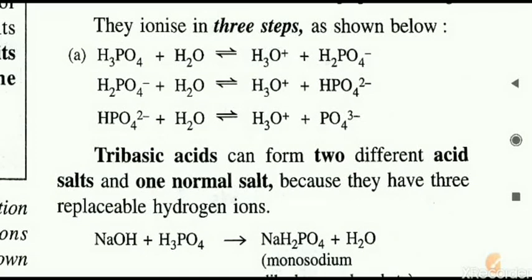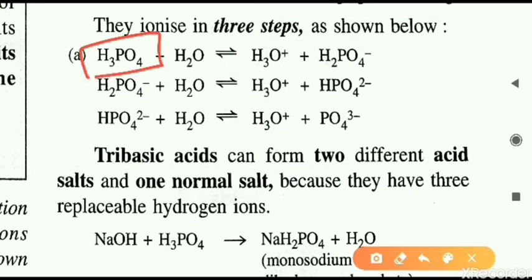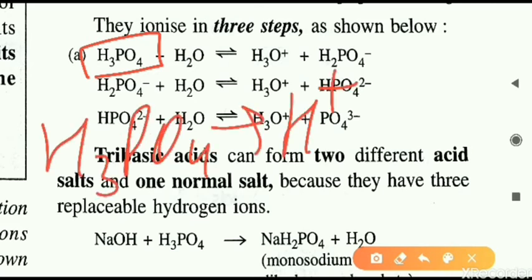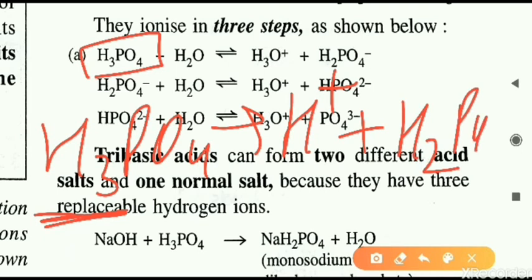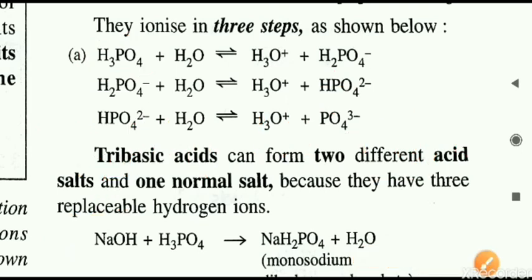Now because 3 is the basicity here, it is happening in 3 steps. This H3PO4 first dissociates into 2 parts. One part is giving H plus. Out of the total 3 hydrogen, only 1 hydrogen is removed in one step, so the remaining will be 2. Again, these 2 will break down in the second step and the third step. One by one hydrogen atom is removed and forms an H plus ion. This is how it is happening in tribasic acids.